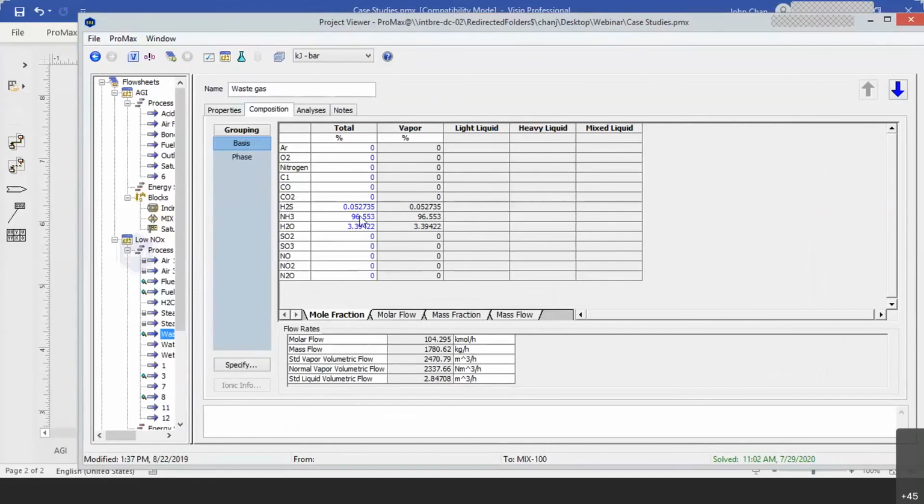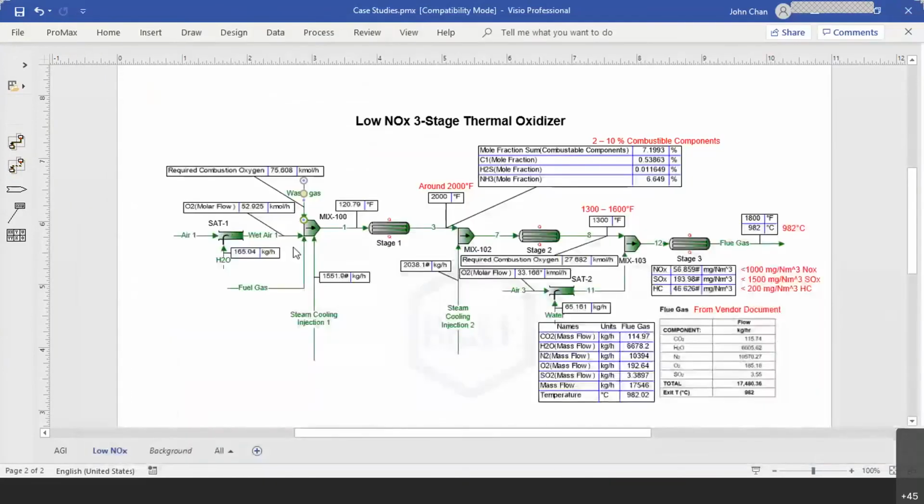So you can see that in this waste gas we have about 96% ammonia. That is a very, very high amount of ammonia in your feed. So it's not feasible to send this to a typical incinerator or a direct stage thermal oxidizer. We actually need to send this to a low NOx 3-stage thermal oxidizer.